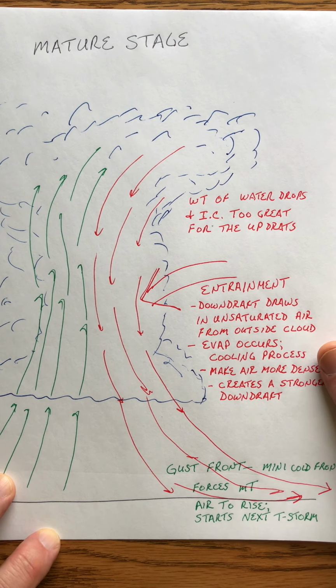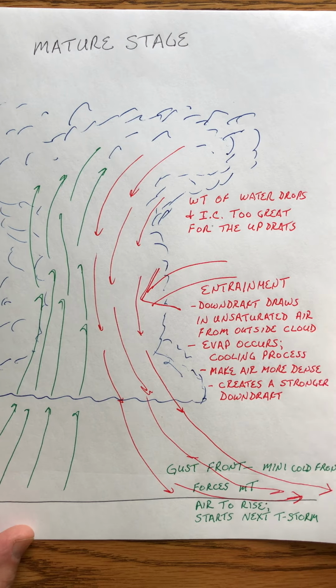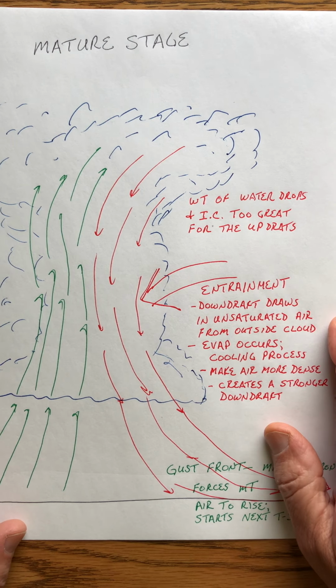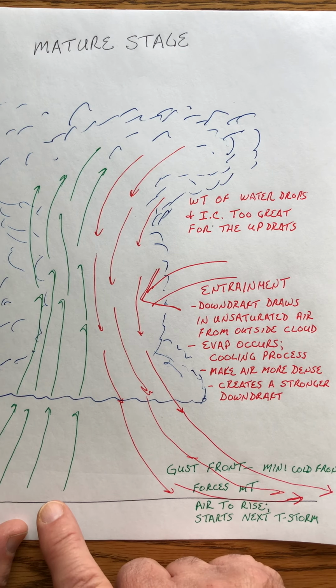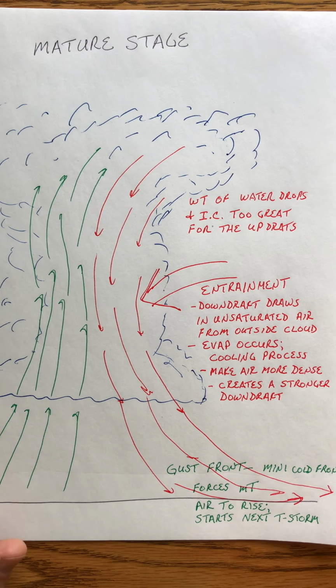Hi class, on to the mature stage of thunderstorm development. As you can see, there's a lot going on with the mature stage. Updrafts and downdrafts coexist in the mature stage. So the updrafts are going to be in the back portion of the cloud. The downdrafts are going to be in the front portion of the cloud.